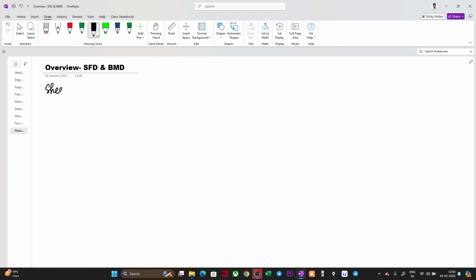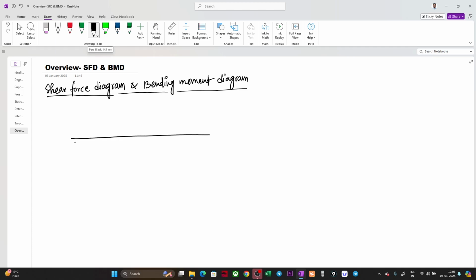So we'll be dealing with shear force diagram and bending moment diagram. For now, the shear force and bending moment that we'll be finding out is for a beam element or beam member. So suppose this is a beam, okay, and we have some support condition at the ends.